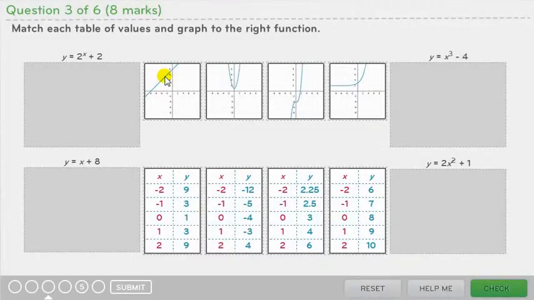In this question, you need to be able to match each of the equations to both their graph and their table of values. So let's first get started with the graphs. Our first graph forms an oblique line. That always occurs with linear equations. Our only linear equation is y equals x plus 8.